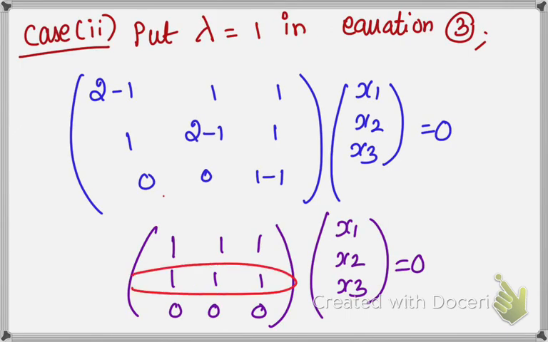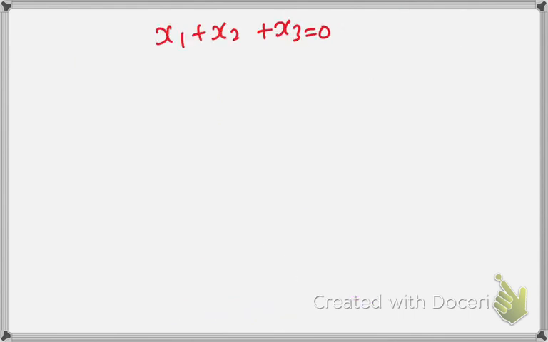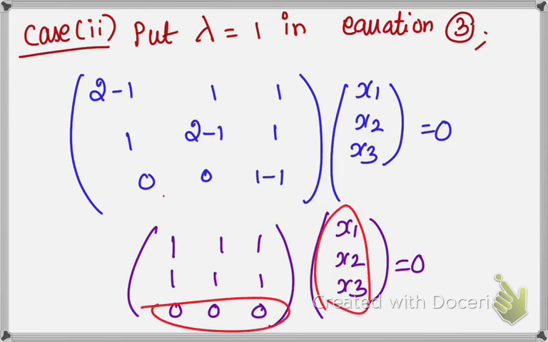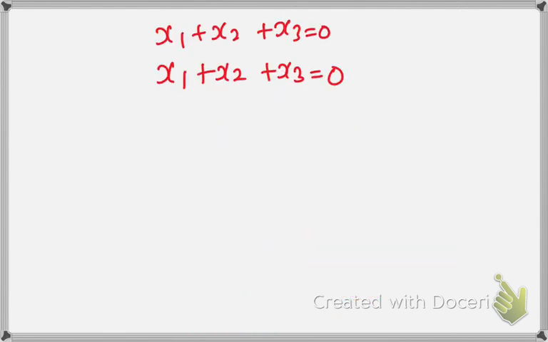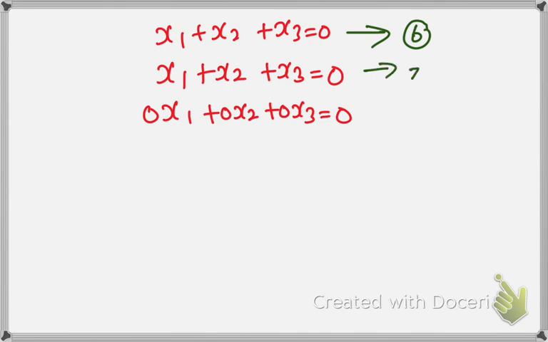Second, you multiply the second row with the column. So x1 plus x2 plus x3 equal to 0. Next, you multiply the last row with the column. Here 0x1 plus 0x2 plus 0x3 equal to 0. We name these equations 6, 7, 8.